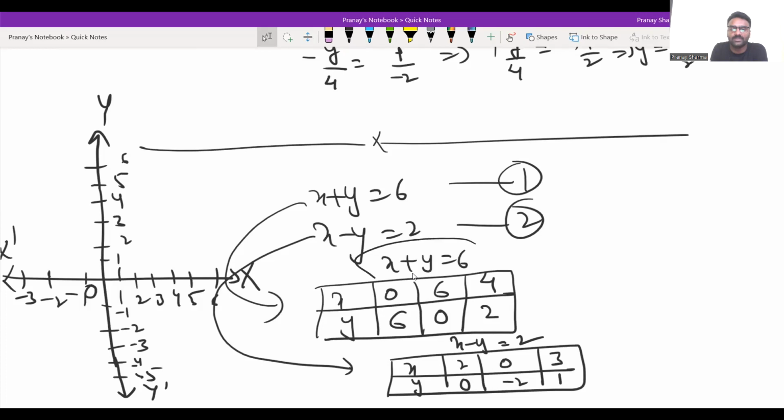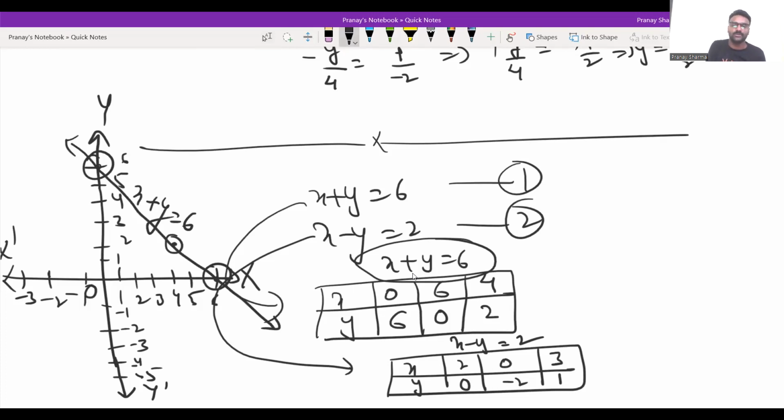Now we need to represent the very first equation, x plus y equals 6. When x is 0, y is 6. That means this is the point. When x is 6, y is 0. That means this is the point. When x is 4, y is 2. All right, y is 2, x is 4. That means this is the point. So join all the points in order to get the line like this. This is nothing but x plus y equals 6. So this is the very first graph.